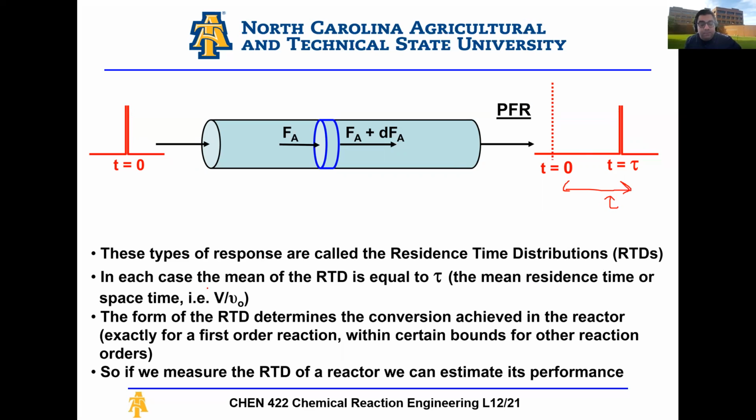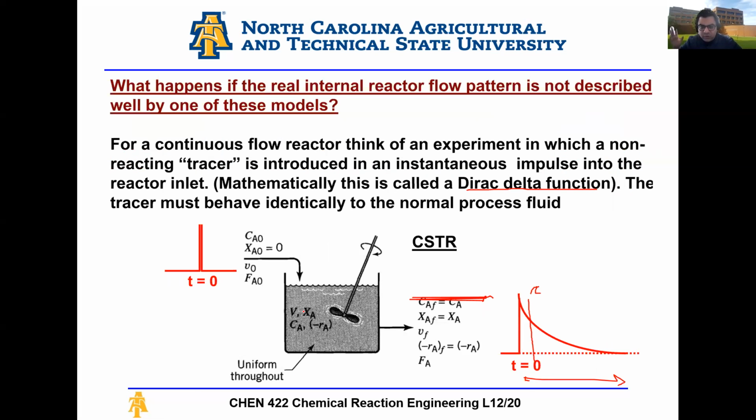Okay, the form of the residence time distribution determines the conversion achieved in the reactor, exactly for a first order reaction with certain bounds for other reaction orders. So basically from the area under this curve, we can determine the conversion from this system. And basically if we do an experiment and measure the RTD of a reactor, we can estimate the reactor performance. And this is good, especially when you have, let's say, a large scale reactor and you just want to test the performance. You can always put in some tracer and measure it as it comes out.